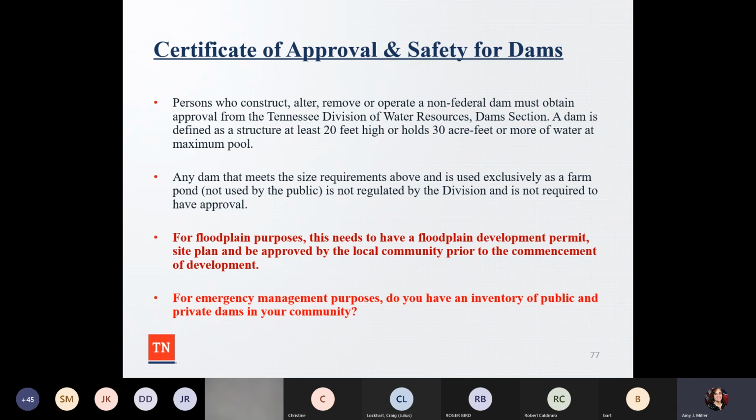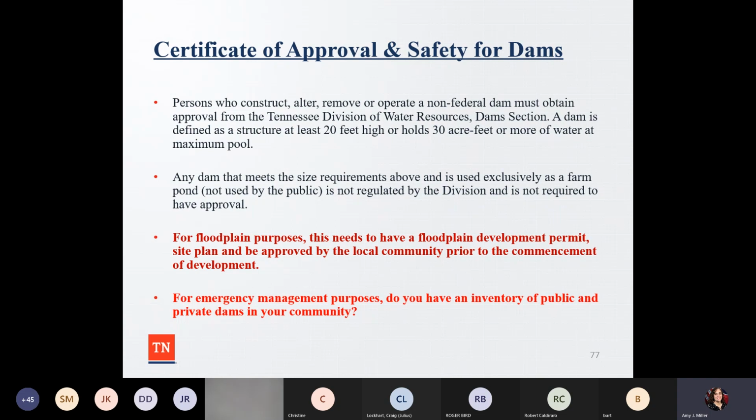There's kind of no oversight for it. And so for floodplain purposes, it really should have a floodplain permit, development permit, site plan, and be approved by the local community prior to the commencement of development. And for emergency management purposes, do you have an inventory of public and private dams in your community?